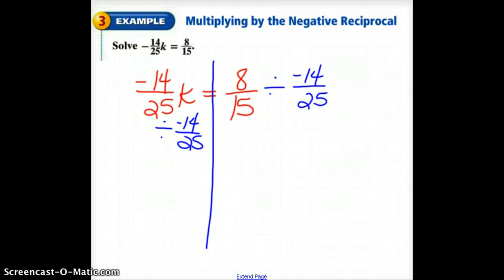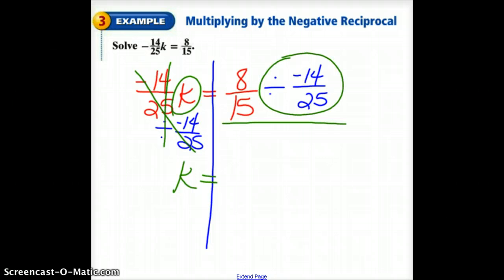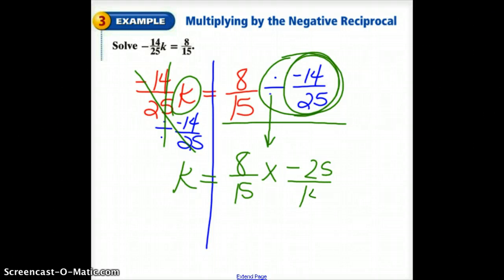Alrighty, this cancels. I have just my k. Over here, I'm dividing by a fraction, so I'm going to instead multiply by the reciprocal of this fraction. Now don't forget the negative stays with it. Negative 25 over 14. If you wrote this like positive 25 over negative 14, that's the same thing. That negative can be on top or bottom.